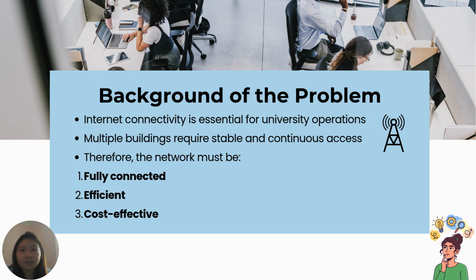Next, let's look at the background of the problem. Internet connectivity is essential for a university operation, especially in a campus with multiple buildings. Each building requires stable and continuous access to the network. Therefore, a network must be fully connected, efficient, and cost-effective. This means we need to ensure all buildings are connected while minimizing unnecessary connections and overall costs.